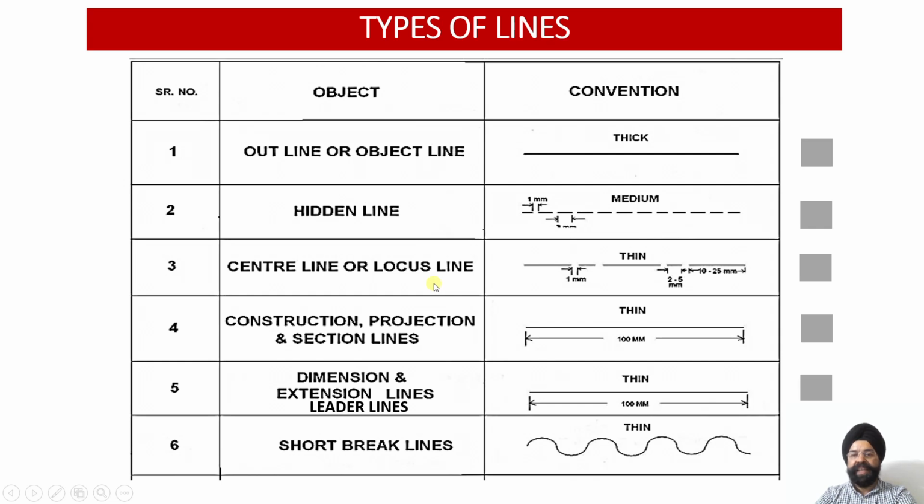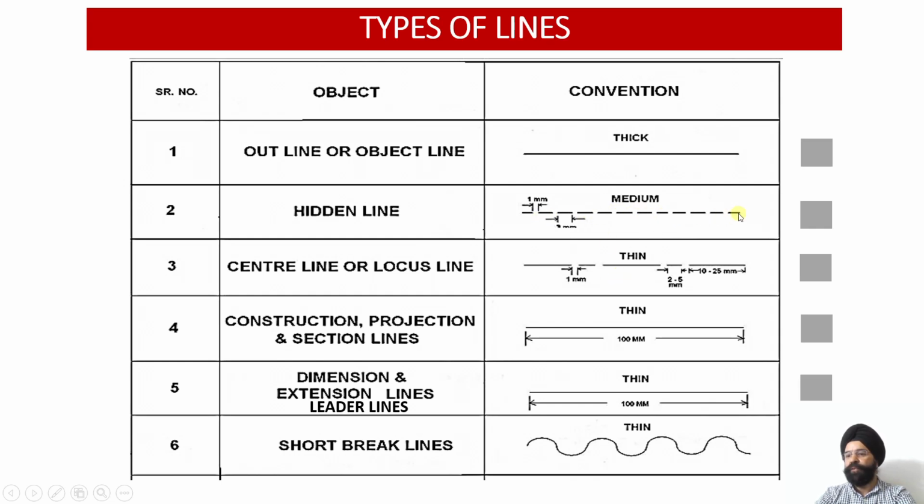Now this line is basically drawn, as I told you earlier, to represent the center of symmetry of a symmetrical object. These can be square objects, these can be round objects. For all types of round objects or square objects, the center of symmetry will be there. Here again it is a chain line, but it is different from the hidden line.